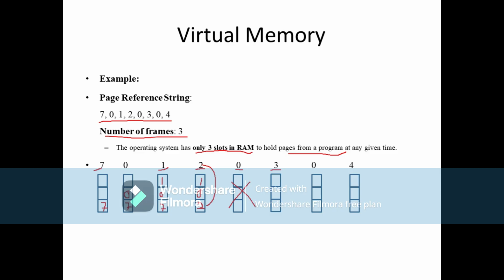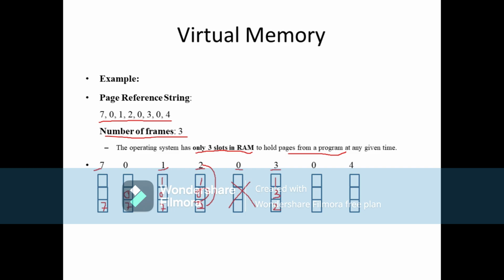Now again we have to decide which is the victim page. We have page number 2, page number 0 and page number 1, and page number 0 is the oldest page, so 0 becomes the victim page. What we have to do is replace page 0 with page number 3. So let's replace, and in place of 0, page number 3 gets loaded.